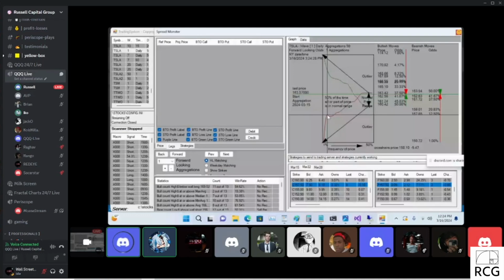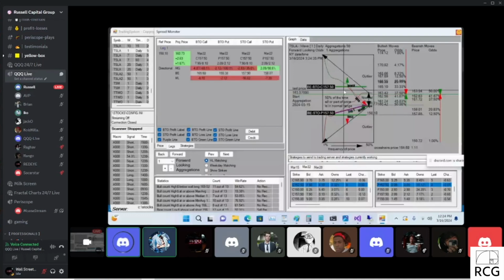Side question. Because you're using IBKR, is it going to be exclusive to IBKR? Yeah. Oh, okay. So you can only send in orders to IBKR?